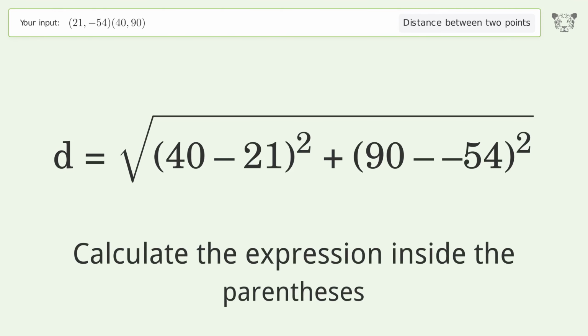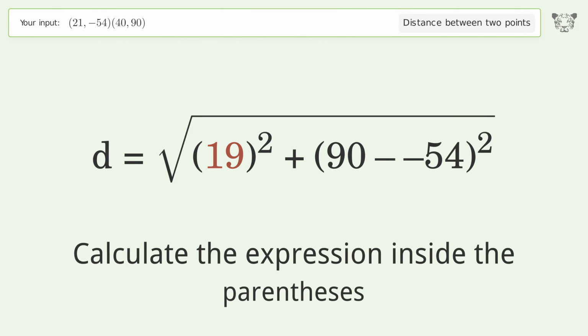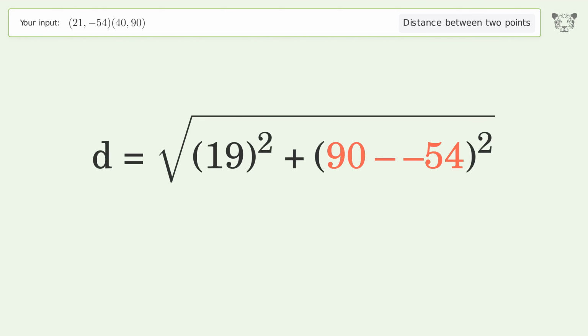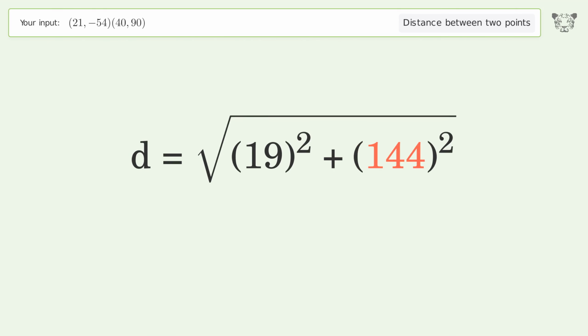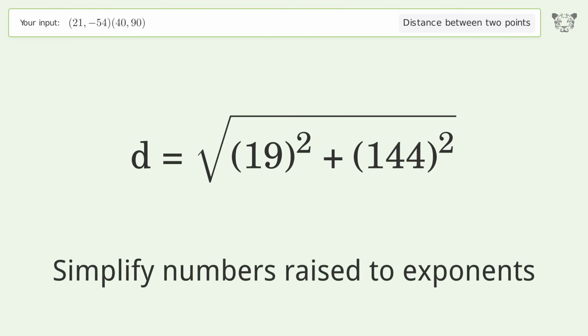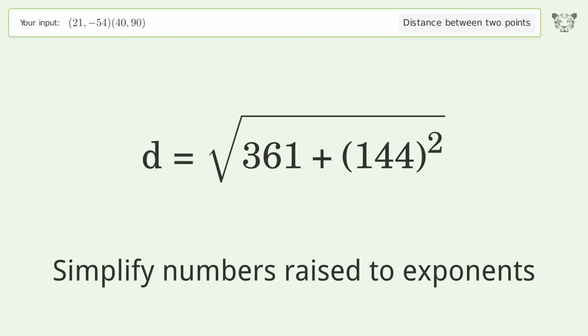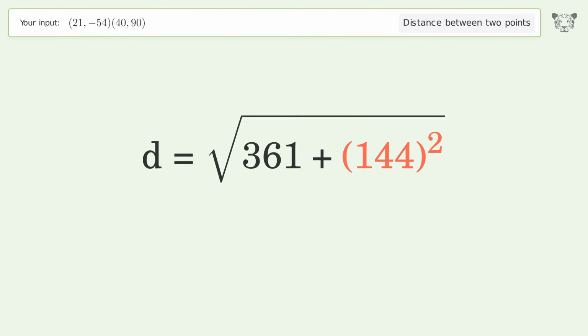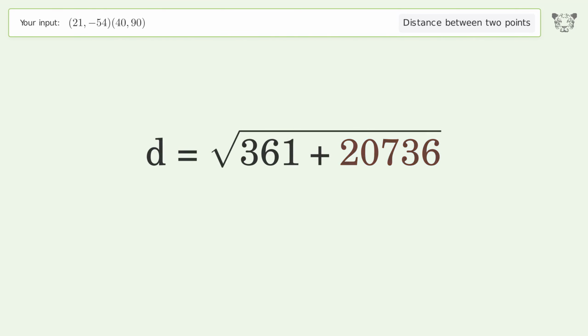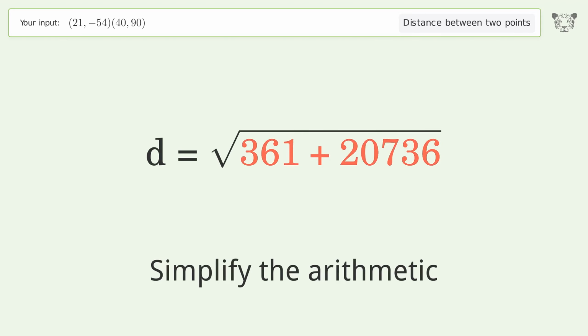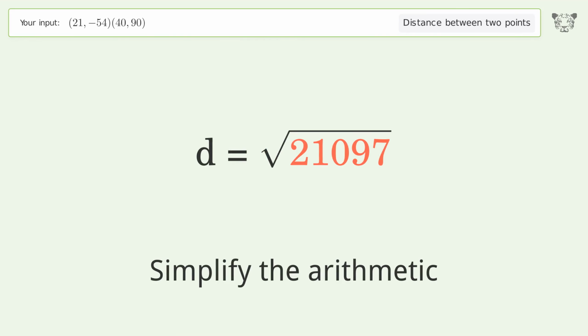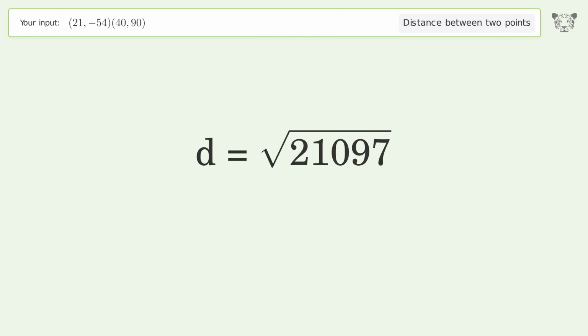Calculate the expression inside the parentheses. Simplify numbers raised to exponents. Simplify the arithmetic. And so the distance between the 2 points is the square root of 21,097, or 145.248.